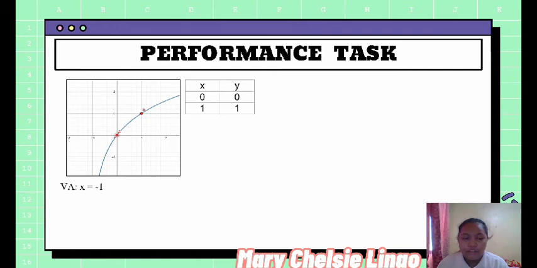It already has its vertical asymptote, which is x equals negative 1, its zero is x equals 0, its x-intercept and y-intercept are equal to 0, its domain is negative 1 to positive infinity, and its range is negative infinity to positive infinity.